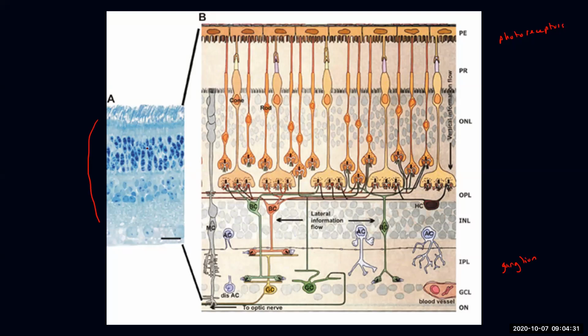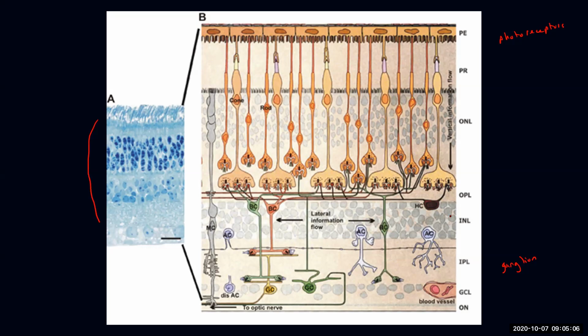This is a low power electron photomicrograph. These are all going to be cell bodies. Okay, so you can see these are organized in terms of layers, where we have a layer with lots of cell bodies, we have fibers, we have more layers. There's more complex names for all of these. We're not going to go through it. ONL stands for outer nuclear layer. So this has the photoreceptors. Just know there's a photoreceptor layer.